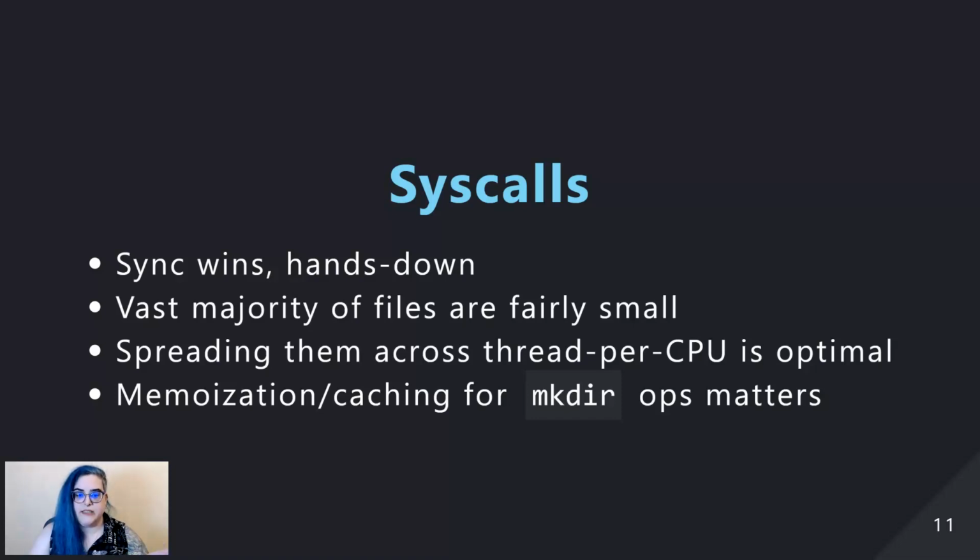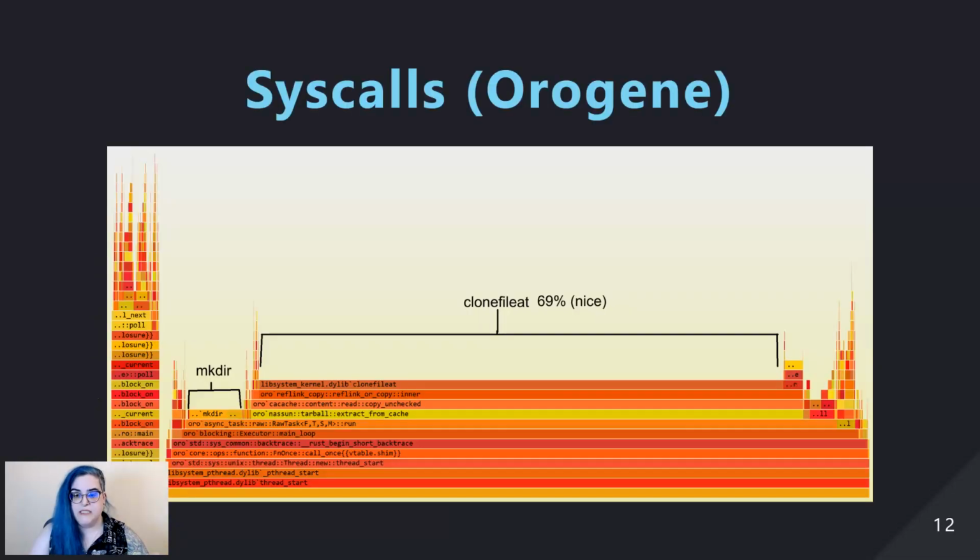So to give you an idea of the impact syscalls can make, let's look at some flame graphs. This is Origin. About 69%, nice, of the operating time is just spent on one syscall, which is clone file. Just calling clone file will take up the vast majority of Origin's warm cache install time. 5% on top of that is just creating directories. Everything else is miscellaneous overhead.